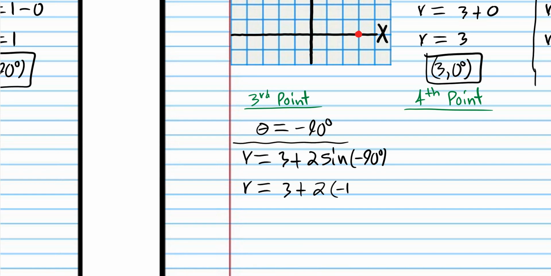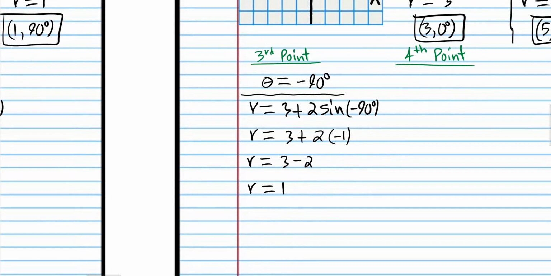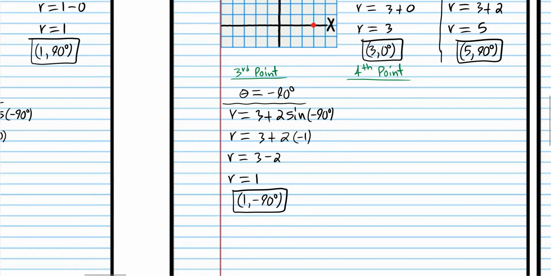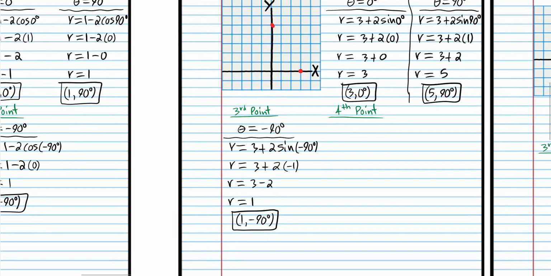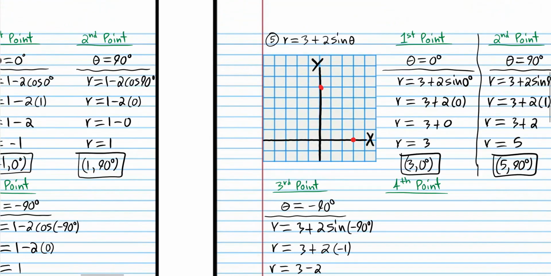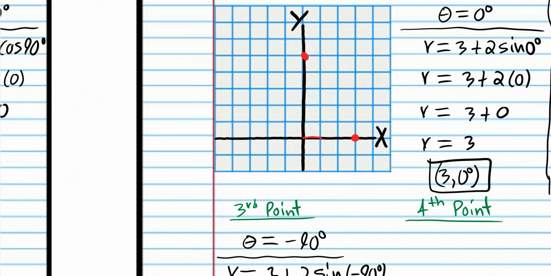Sine negative 90 would be negative 1. So I have 3 minus 2. We have 1. So r, so we have 1 comma negative 90 degrees. There you go. So we're going to count out 1 unit to the right, and then rotate negative 90, so clockwise, so we get to this point here.